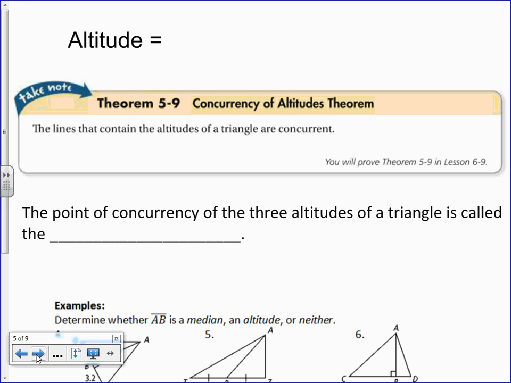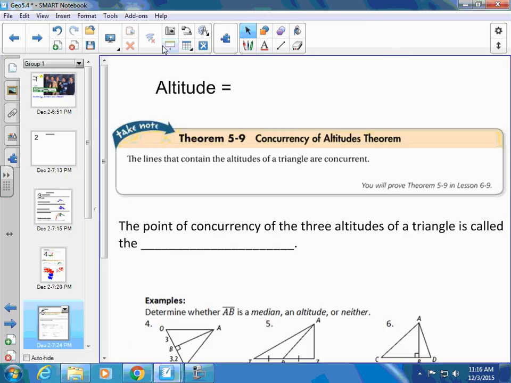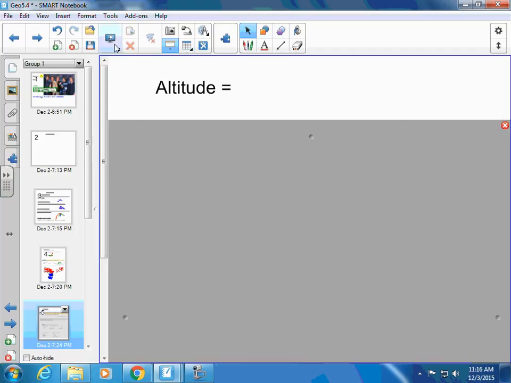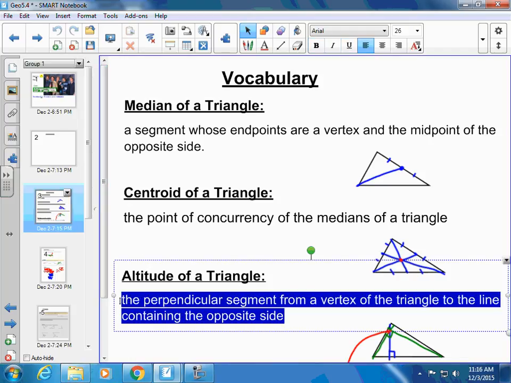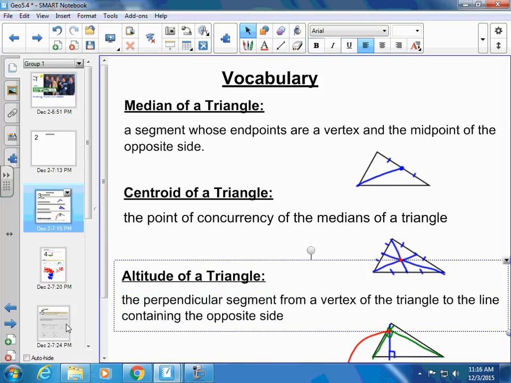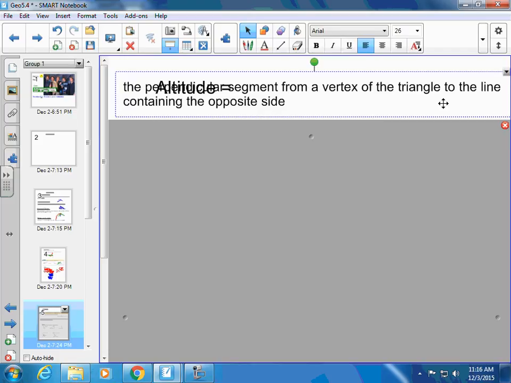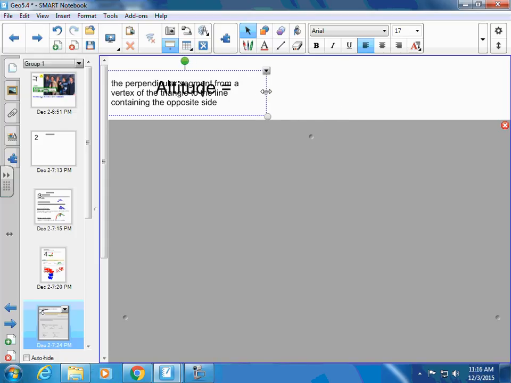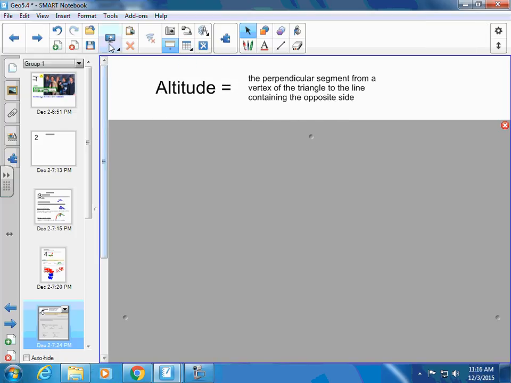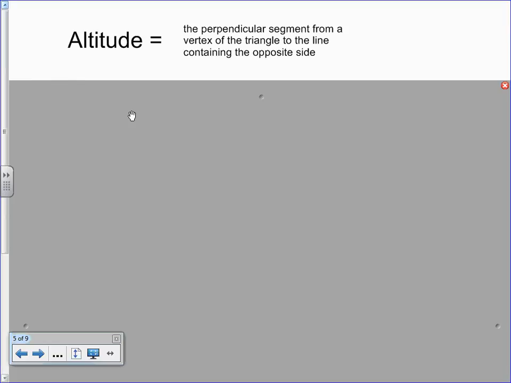All right, let's go on. I got another theorem for you. But remember, what is an altitude? Well, let's look back. An altitude is the perpendicular segment from a vertex of the triangle to the line containing the opposite side. So it's basically the height of the triangle. I'm going to squeeze that in here. I don't want to rewrite it. You already wrote it down somewhere. Hopefully, maybe you put it in the spot already. But it is, again, the perpendicular segment from a vertex of the triangle to the line containing the opposite side. It's very similar to the height.